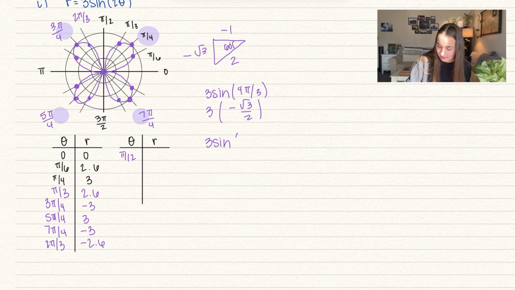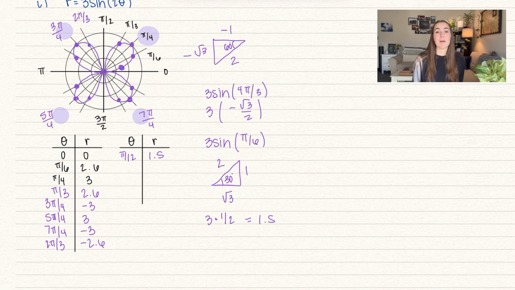We'd get 3 sine of 2 times pi over 12. That's equal to pi over 6, right? See, I literally don't have it memorized. So pi over 6, that's a smaller angle, that's theta, or 30. So the opposite leg is 1, this is square root of 3, this is 2. So sine of that is going to be 1/2. So we get 3 times 1/2, which is equal to 1.5, right? So at pi over 12, we would go out a distance of 1.5, which we can see with that point right there. So you can also plug in values that aren't necessarily the general ones we use.